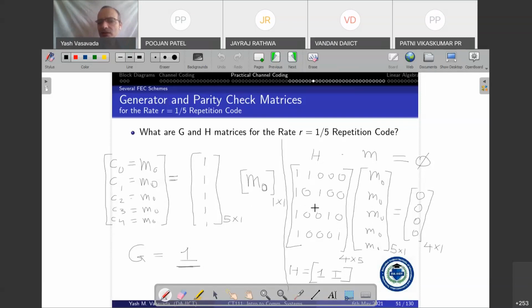And the H matrix is defined such that when you multiply it by this M, I don't know why I wrote it as M. In this case, it's a vector of all M zeros, but in general, this has to be C, vector C. So whenever you multiply H with C, you get all zeros. Okay, sir, I got it.